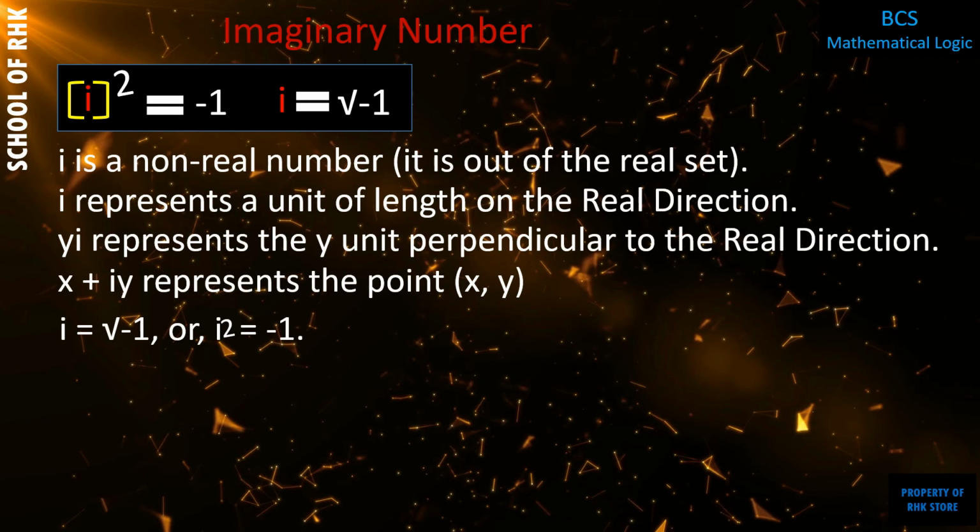When we say that i is a non-real number, we do not mean that i does not exist or is just a figment of our imagination. We want to say that i is unreal in the sense that it is not included in the real number set. However, it is a perfectly valid mathematical entity, also known as iota.